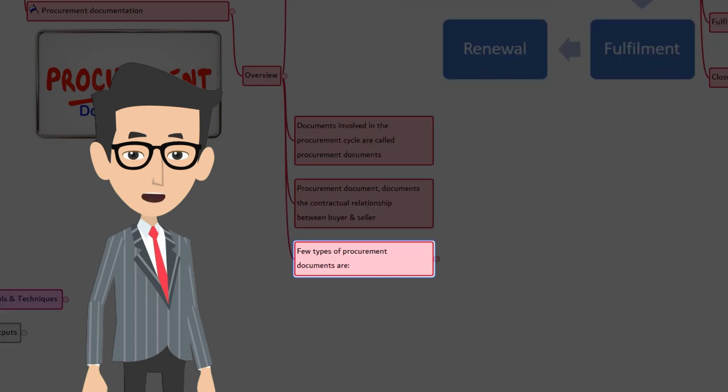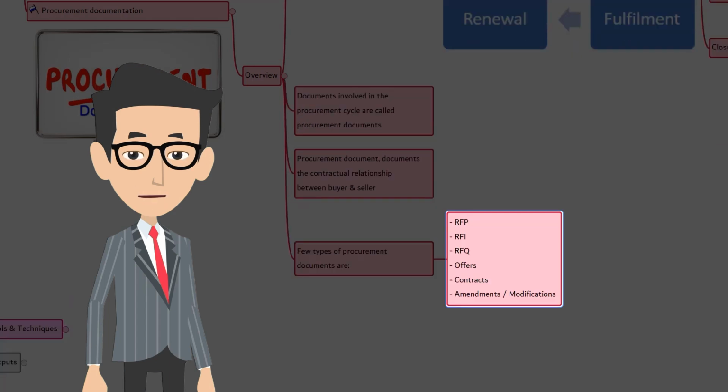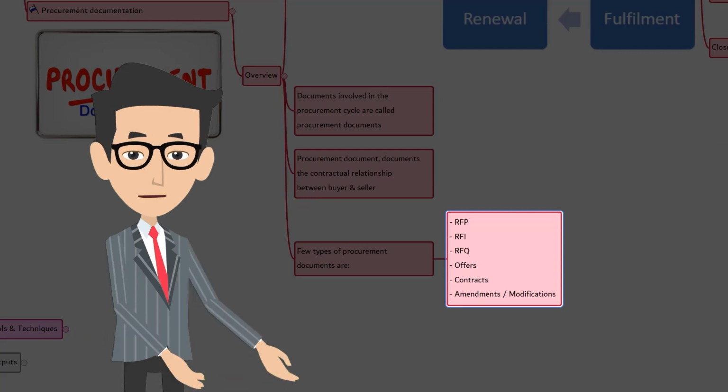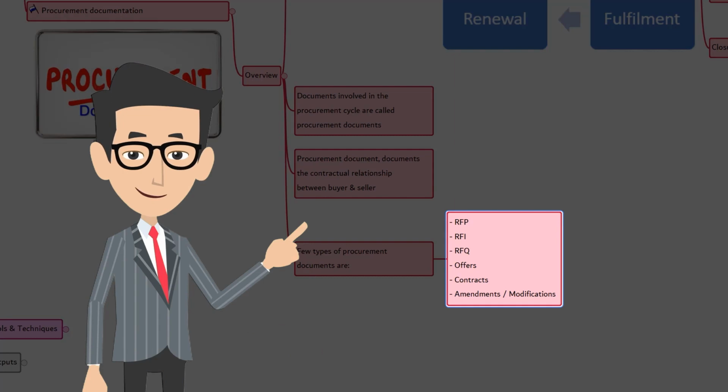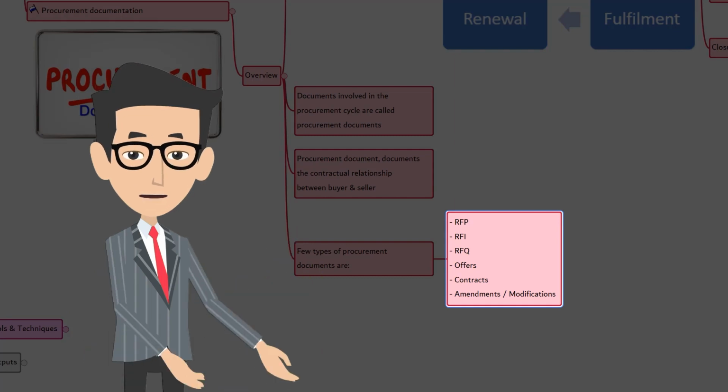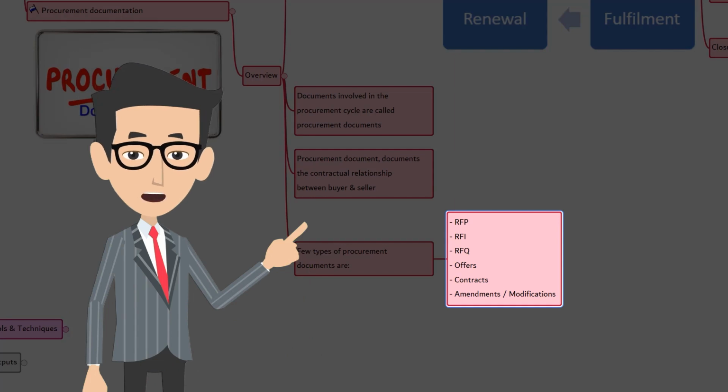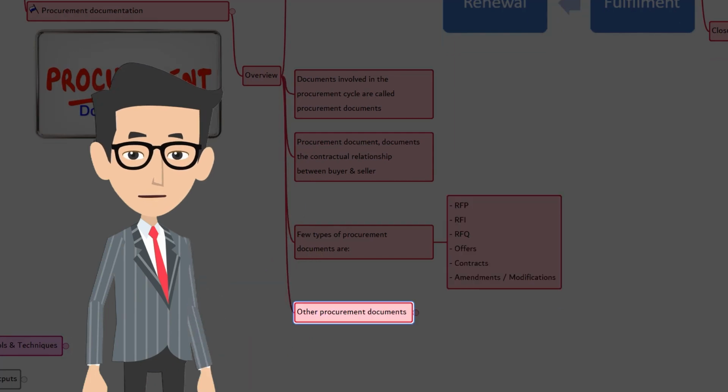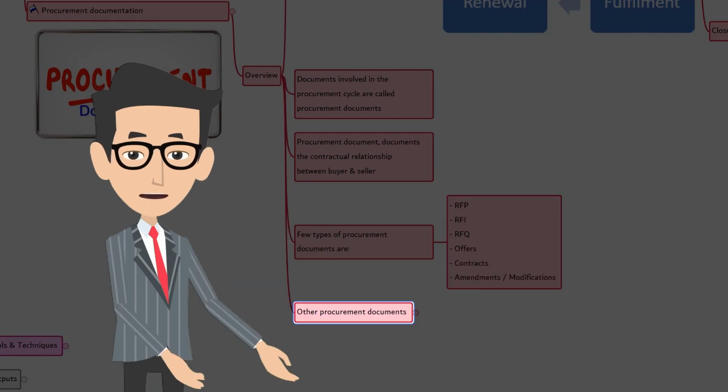Let's quickly rush through some of the procurement documents. RFP, RFI, RFQ, offers, contract amendments and/or modifications. Anyway, we will have a detailed discussion about these in the upcoming procurement management knowledge area. For the time being, just remember the name. Let's look at some of the other procurement documents.